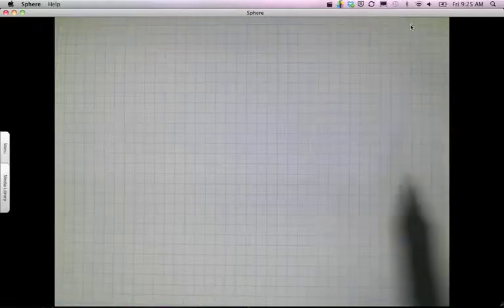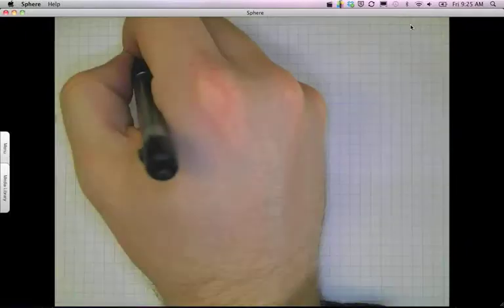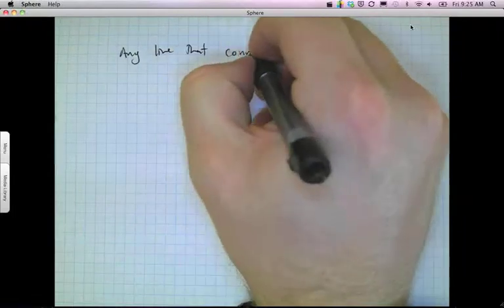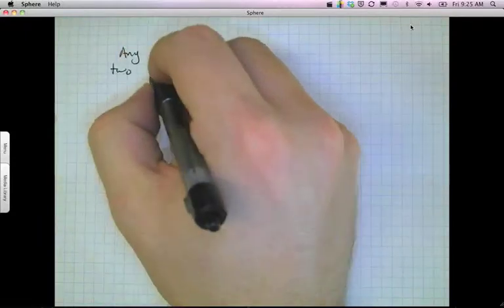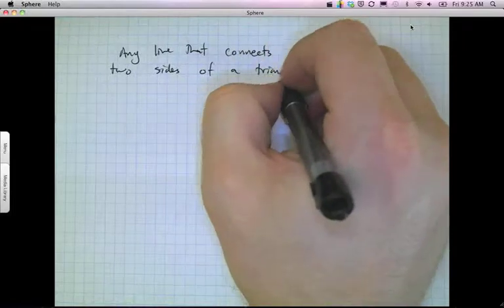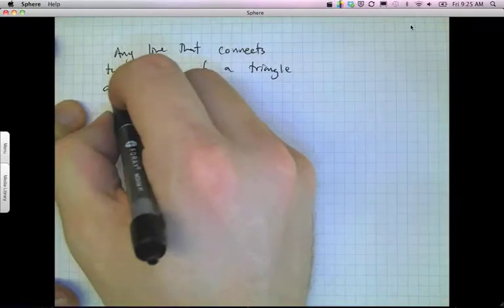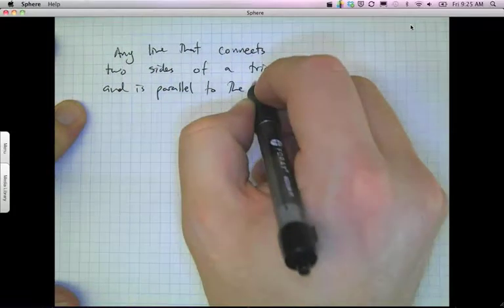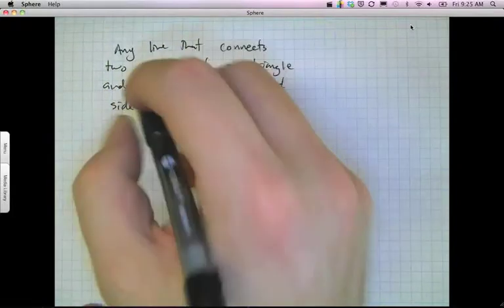Okay, in this I'm explaining the side splitter theorem. So I'm going to break it down. Any line that connects two sides of a triangle and is parallel to the third side divides the two sides proportionally.